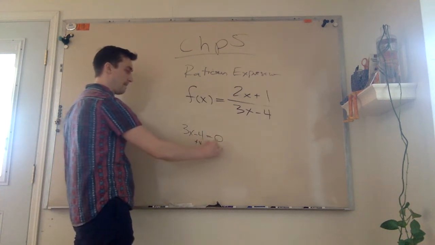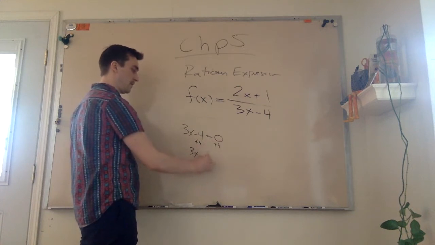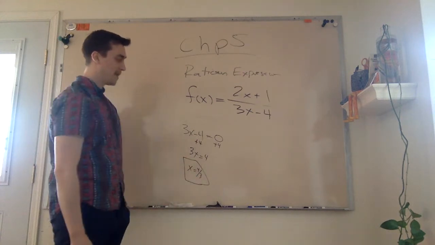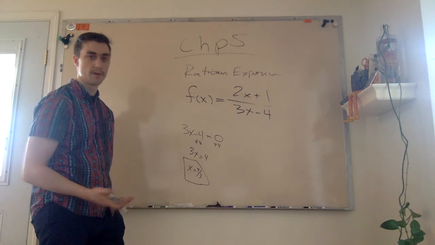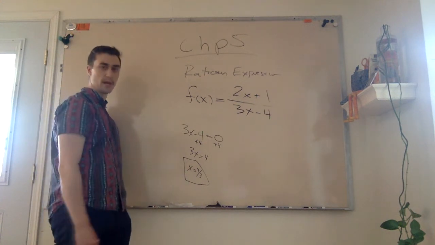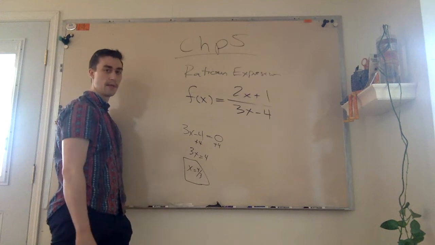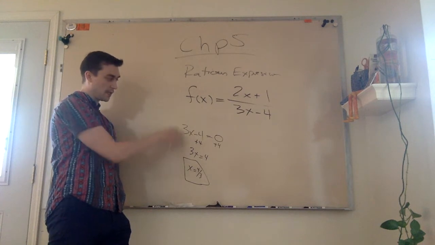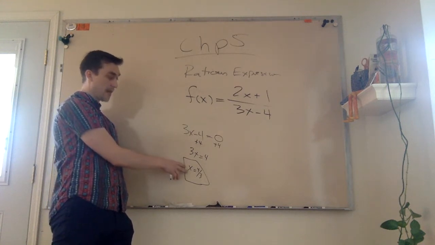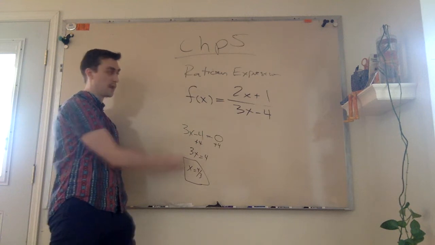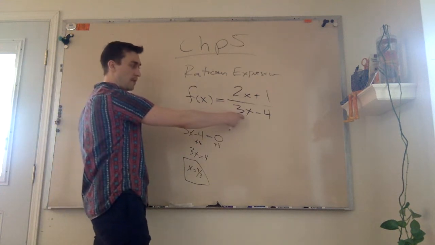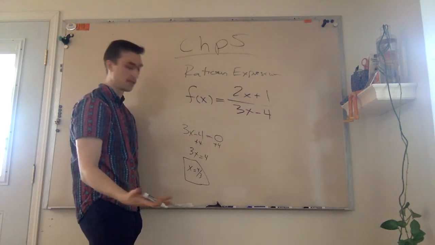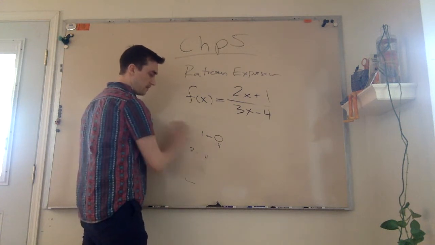Add 4 to both sides. 3x equals 4. Divide by 3. X equals 4 divided by 3. So x cannot equal 4 divided by 3. This is a really common mistake you see people do a lot, is that you say x is 4 divided by 3. That's the solution to this equation that I'm just using as a tool. The point is that x can't be 4 divided by 3, because if it were, you get 3 times 4 divided by 3, which is 4, minus 4, which is 0, and then you'd have division by 0, which is impossible. So you've got to say this.